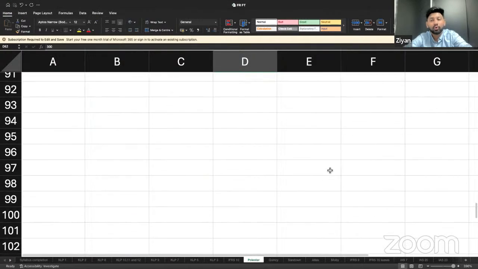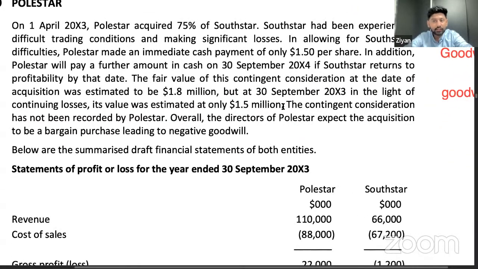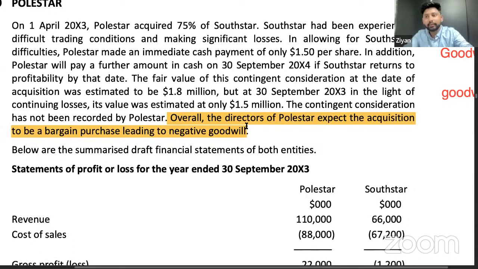Understood? Okay. Now, guys, I'm going to give you the break. Don't worry. I understand. The contingent consideration has not yet been recorded by Polestar. We recorded it. Overall, the directors of Polestar expect the acquisition to be a bargain purchase leading to negative goodwill. Okay, I will explain that point after the break. That entire point is covered in terms of numericals.